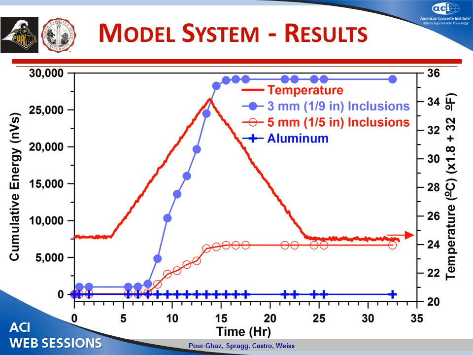Now this slide shows the result of this model system, or basically a physical modeling of the system. The solid red line is the temperature. We have results from two types of composites shown here. One of them has inclusions, or acetal aggregates, that are 3 millimeters in diameter, and the other one is 5 millimeters in diameter, and a piece of aluminum that we are using as a reference.